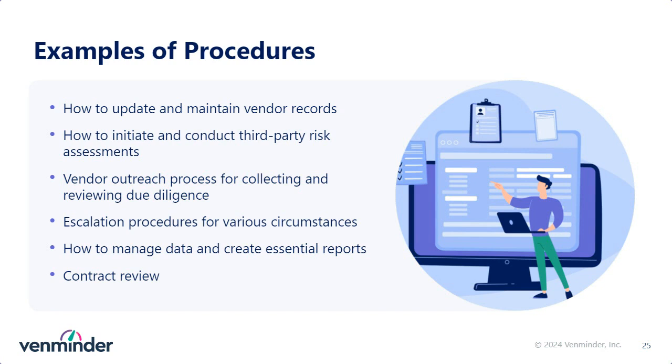Well, here's some examples. We could have procedures on how to update and maintain our records, how to initiate and conduct third-party risk assessments. Maybe there's how to manage data or do some reporting. Maybe we want to have a vendor outreach process for collecting and reviewing due diligence. That one's always very good because, who's reaching out to the vendor? Is it third-party risk management? Is it the vendor owner? Having those detailed processes will really, really help move the process along effectively. We also may want to have a process in there for contract review, approval, etc. You get the idea.